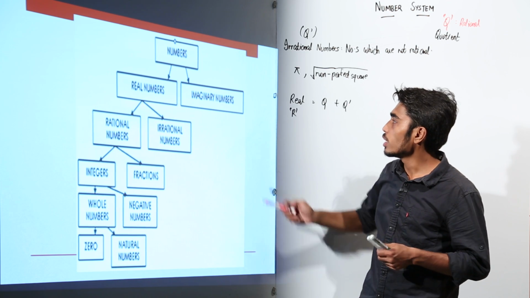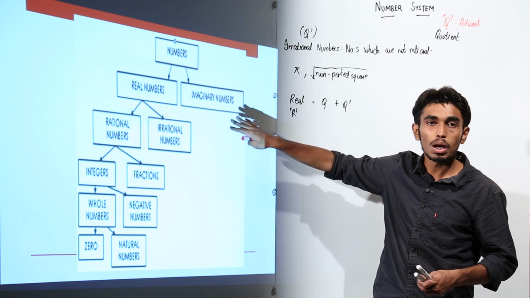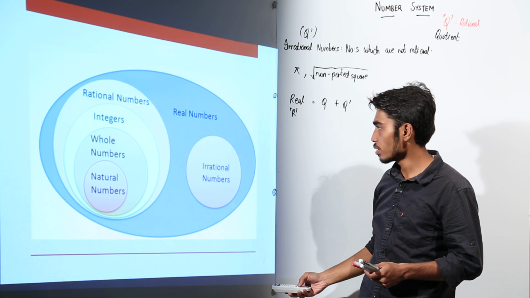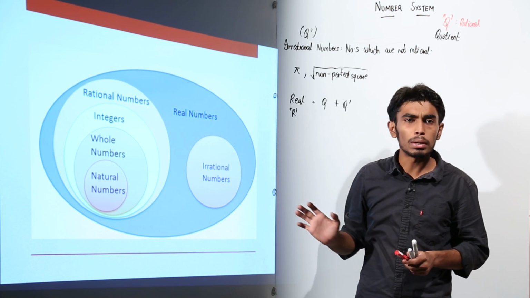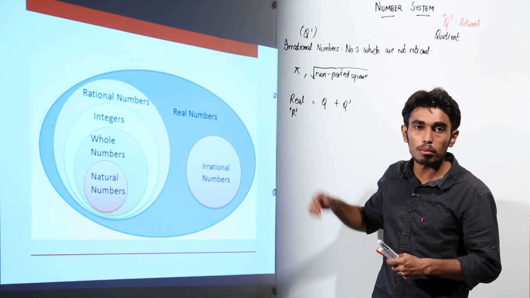I already told you there is another set or collection of numbers, that is imaginary numbers, but these numbers are out of the scope of our syllabus, right? Now this is another way of presenting them. Instead of drawing a tabular form, we presented them in the form of spheres, right?